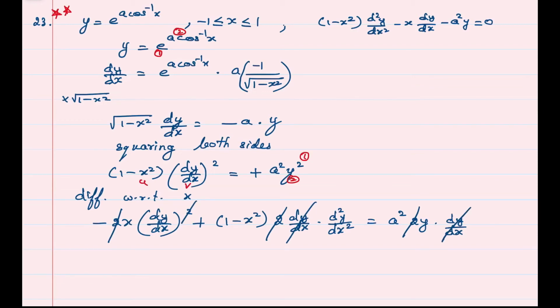Now let us write the second term first: 1 minus x square times d square y upon dx square. Now we will write the first term, minus x times dy by dx, and let us take this right hand side term to the left hand side, minus a square y equal to 0.